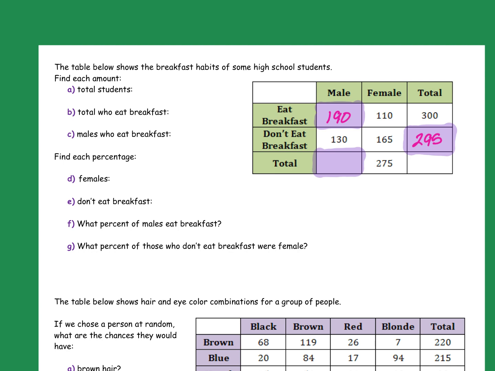Okay, so what do I get? 320. Good. 320, beautiful. And then our last box would be this one right here. So what's my total that goes in that box? 595. Okay, is everyone okay with that? Does that make sense?